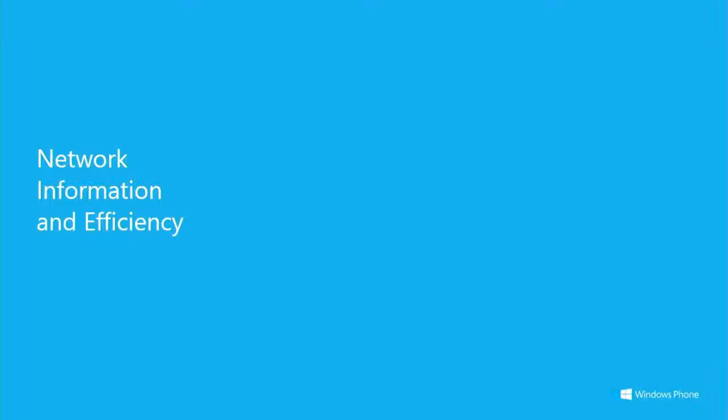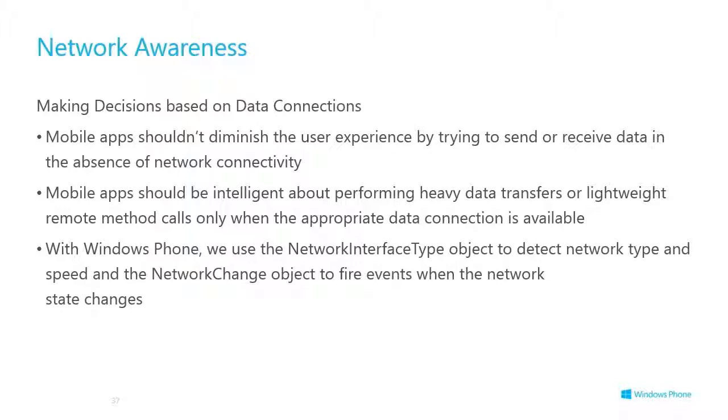Now then, next, I have been mentioning a few times about network information and efficiency. We always need efficiency. We don't like mediocrity, and one aspect of mediocrity is inefficient networking. So you need to make decisions based on the state of your data connections. So this is the user experience side of the network awareness thing.